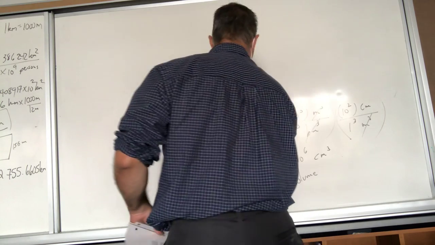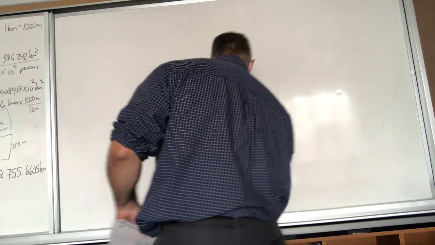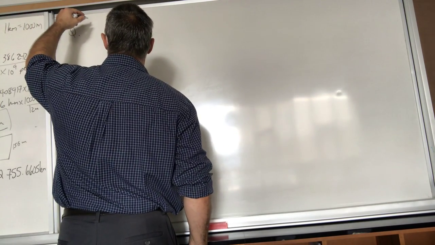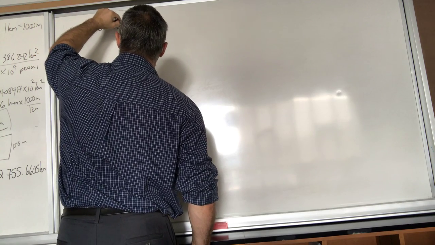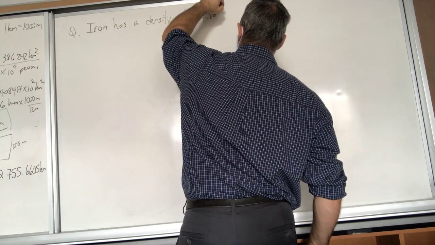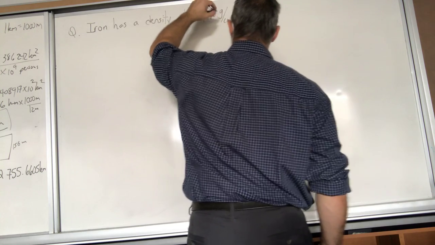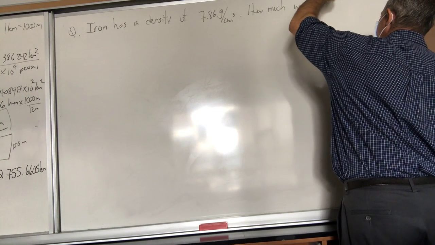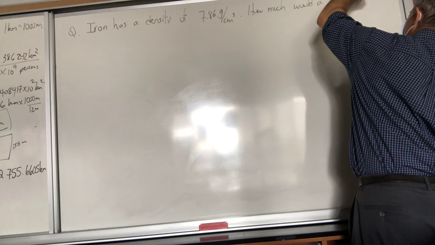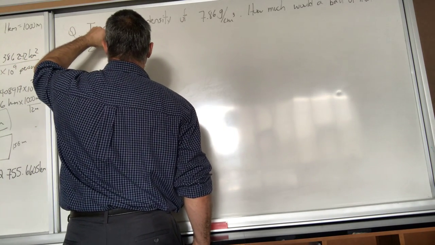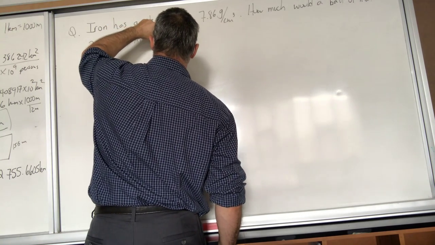Try this as a homework assignment. It's a similar type of problem. Actually, this is too easy. Iron has a density of 7.86 grams per centimeter cubed. How much would a ball of iron two meters in diameter weigh?